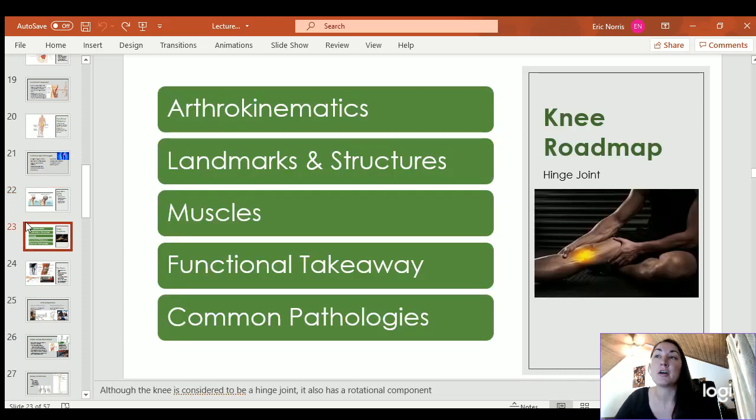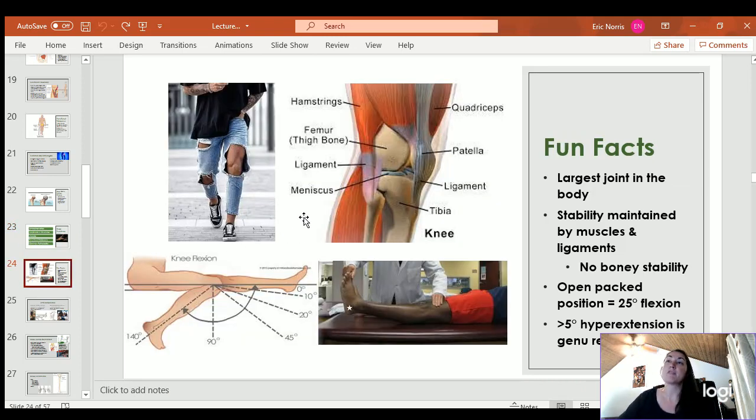Now we are moving on to the knee. Arthrokinematics, landmarks, muscles, functional takeaways, and common pathologies for the knee joint. So a few little fun facts. The knee is the largest joint in the body.